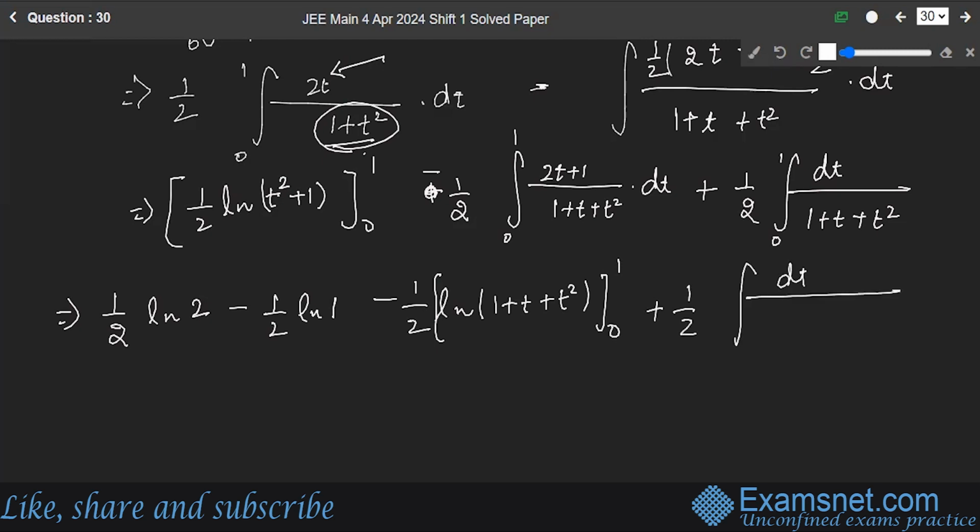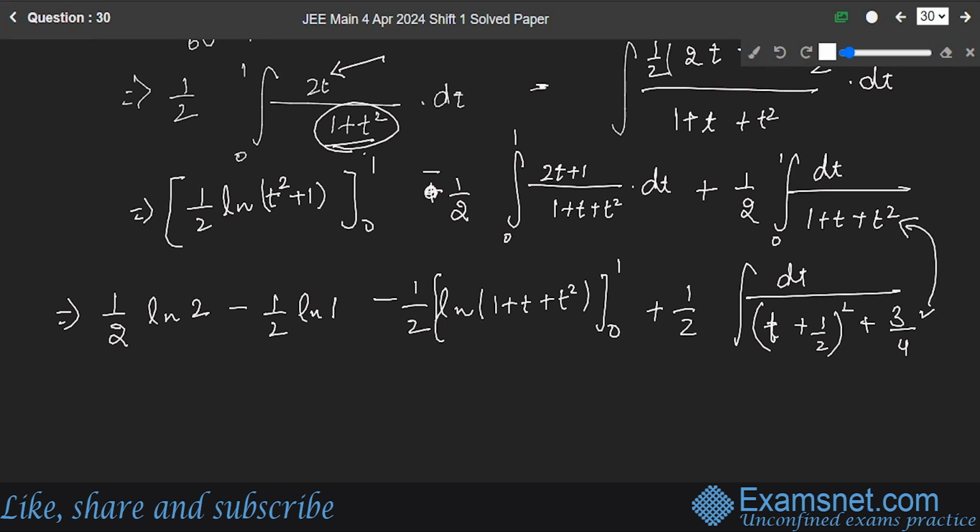Now, I will break up this one. This can be written as t plus 1 by 2 whole square plus 3 by 4. How is that? See, open this up: t square plus 1 by 4 plus 2 into 1 by 2 into t. You will open this up, you will ultimately get this.